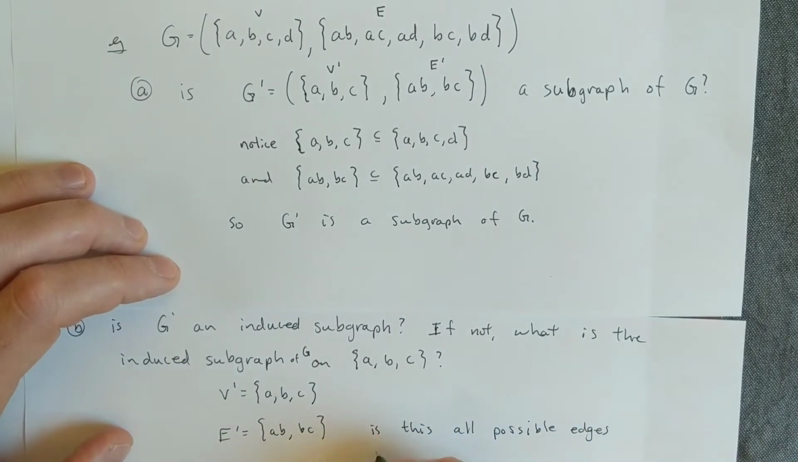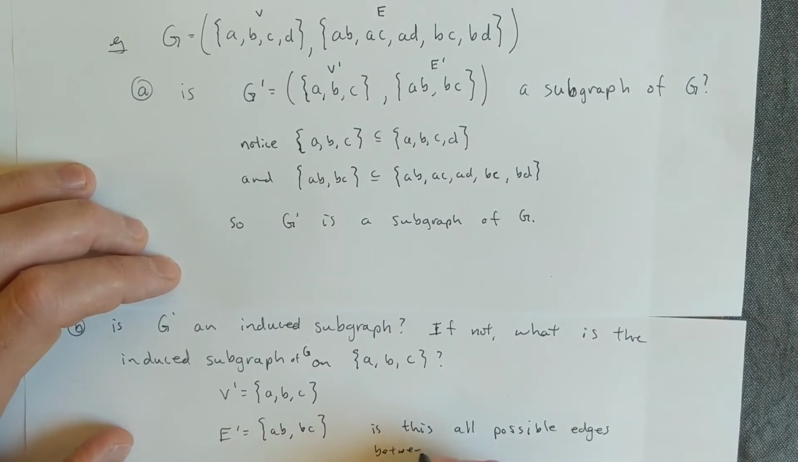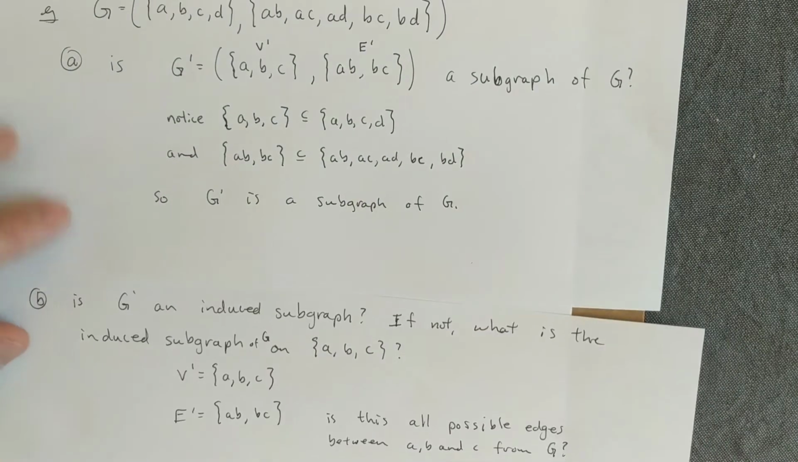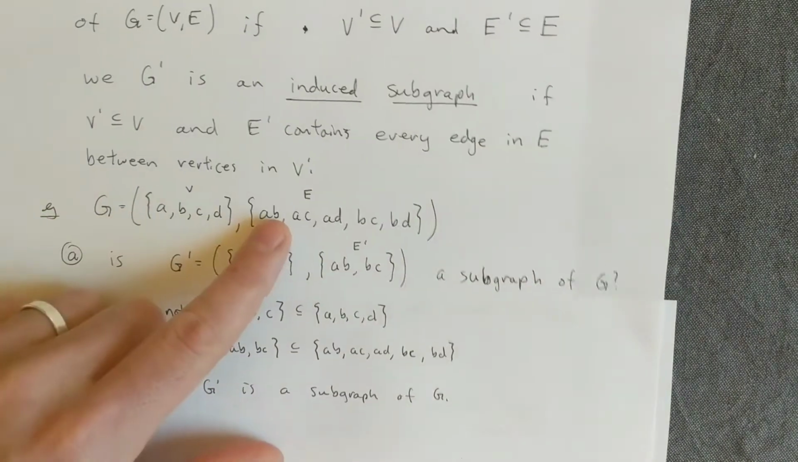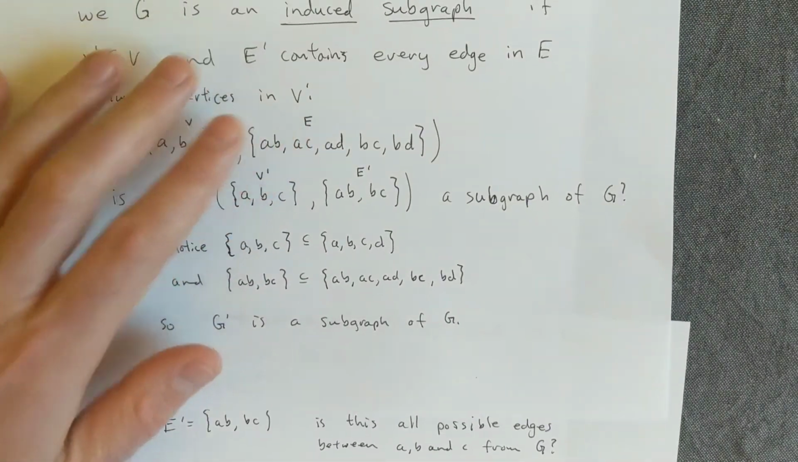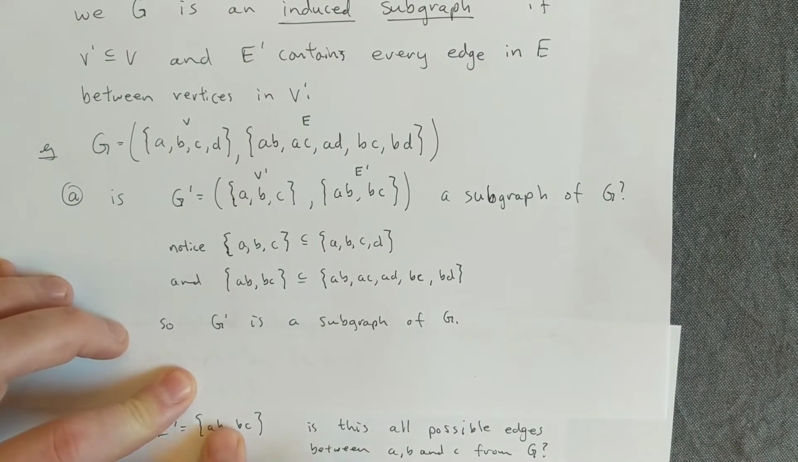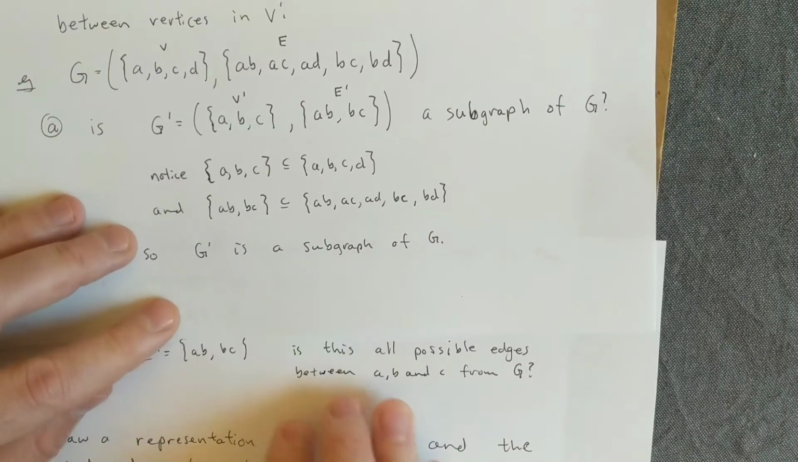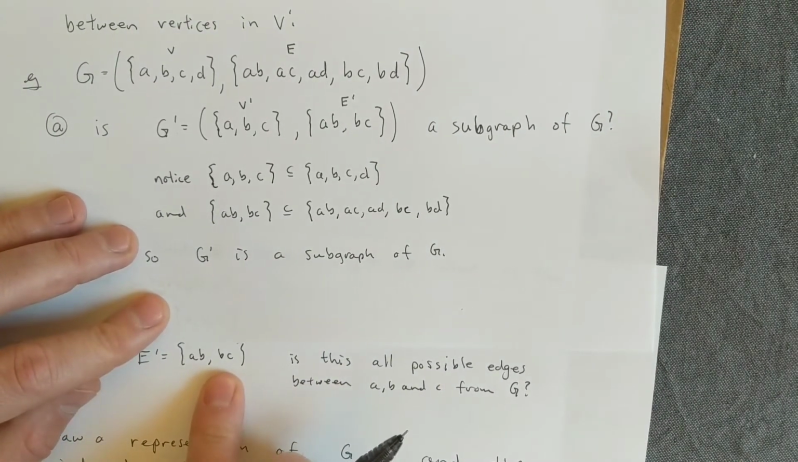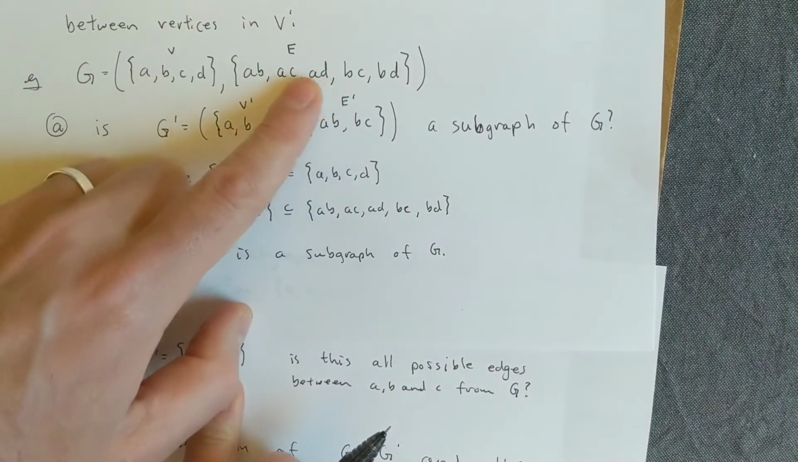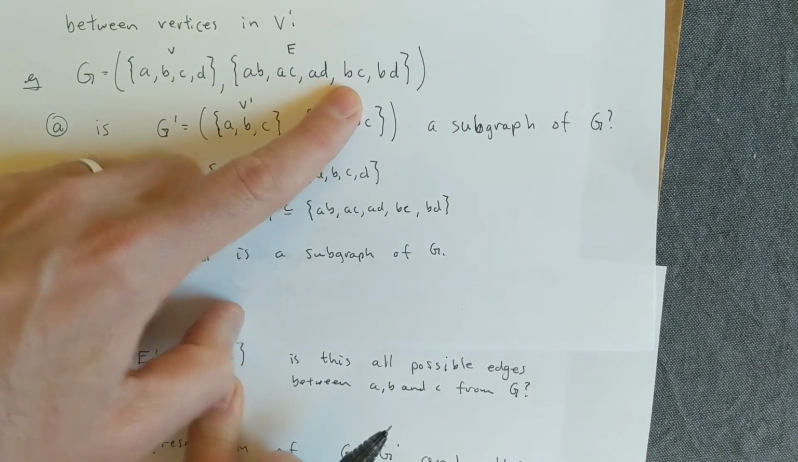And so the question is, is this all possible edges between A, B, and C from G? Right, so using our original graph G as a definition, does AB, BC represent all possible connections between A, B, and C from G? And the answer is no.